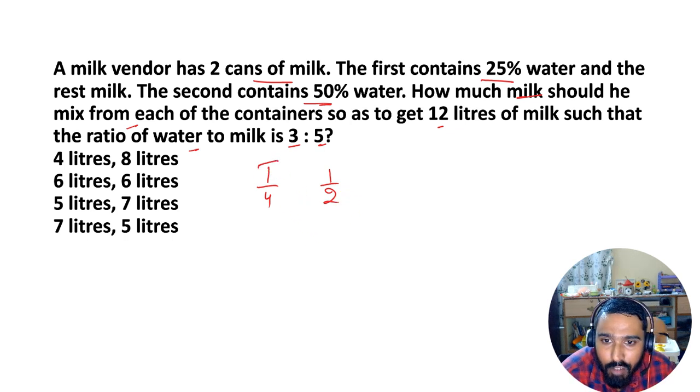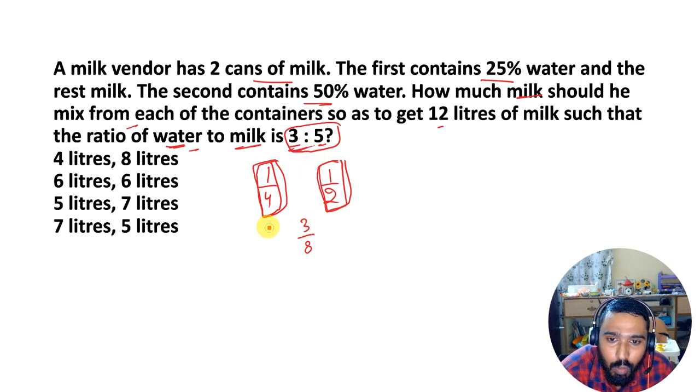Now when 1/4 of the water is mixed with half of the water, overall it should become 3/5 of the water. Water should be 3 parts, milk should be 5 parts. That means overall it should become 3/8 of water. When 25% of water is added with 50% of water, it should become 3/8. For that to happen, what will you do? As I told you, make the denominator same. Make everything 8. How can you do it?